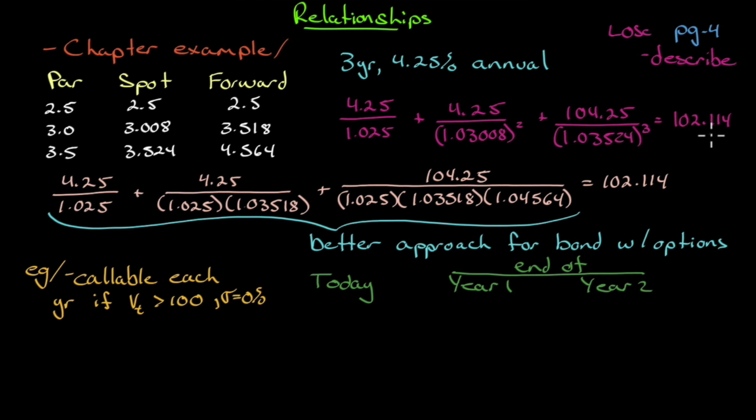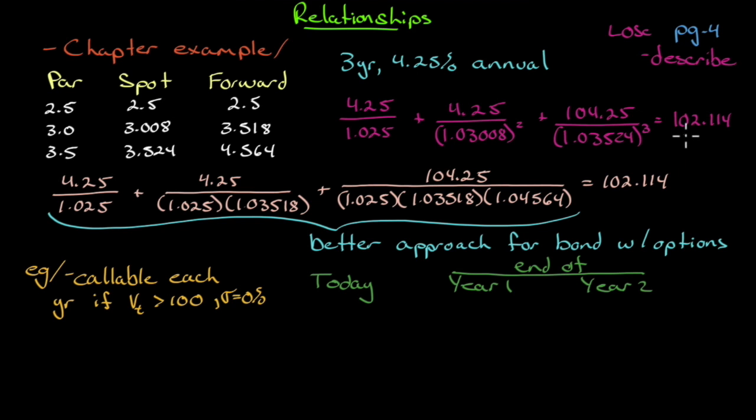We get 102.114. The other way we can do it, here are our cash flows again, is to discount the first payment by the comparable forward rate, which is the spot rate. The par, the spot, and the forward are all the same. Then we discount the second by the combination of forward 1 and 2, 1.05 times 1.03518, and finally the last one by multiplying all three together. We get 102.114.